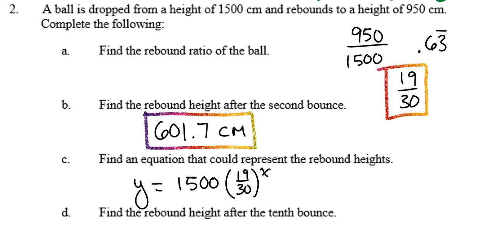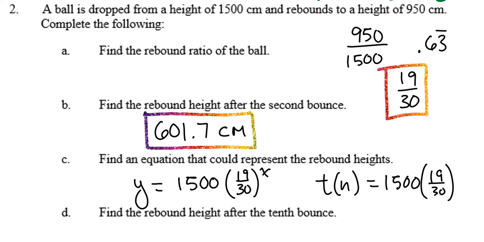Now, because I've written it as y equals this way, it doesn't include the fact that this is actually a sequence, and that I wouldn't talk about the 1.3 bounce. I would talk about the first, second, third, fourth bounce. So I could use my notation for a sequence and say t of n, the height of the ball after n bounces, is equal to 1500 times 19/30ths raised to the nth power. Same exact situation, but by using this notation, I'm restricting my domain to just the ordinal numbers 1, 2, 3, 4, 5.